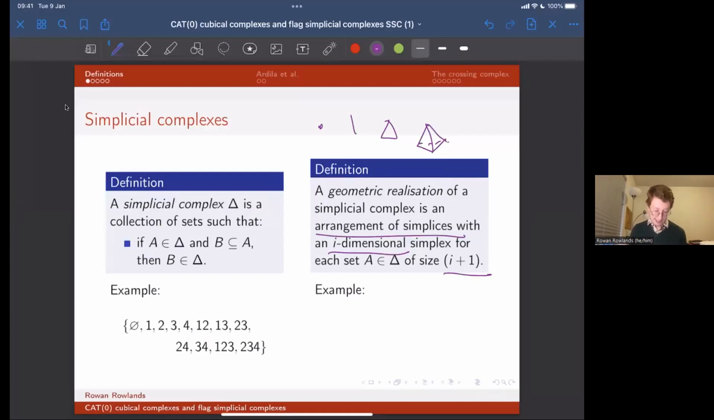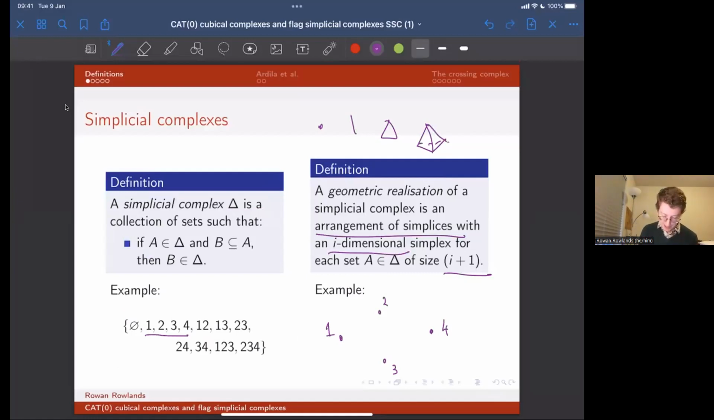And so let's take a look at our example simplicial complex and construct its geometric realization just to see how that looks. Okay, so we start off with an empty set that corresponds to the empty simplex. I won't draw it because it's empty. Then we've got some sets of size 1, which should correspond to zero-dimensional simplices. So those are the points. So we'll draw some points, label them 1, 2, 3, and 4.